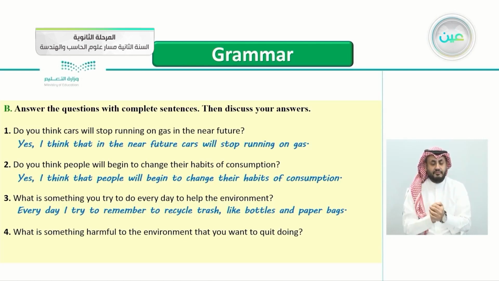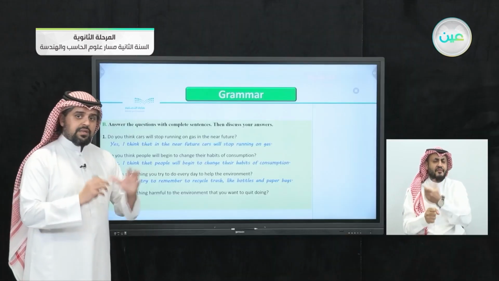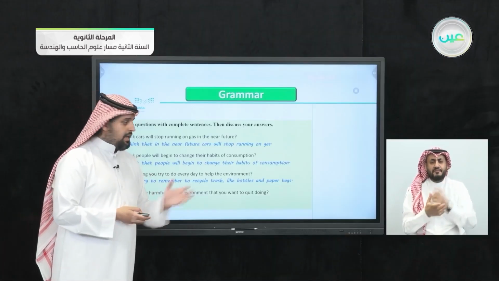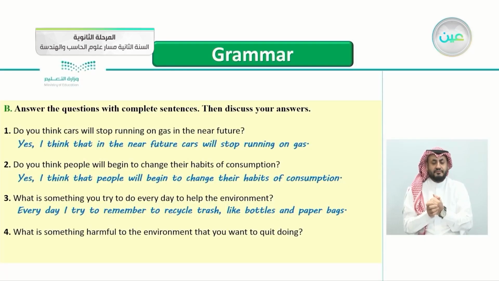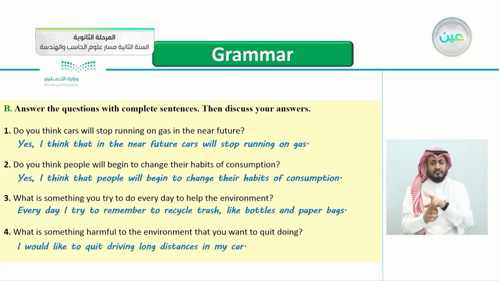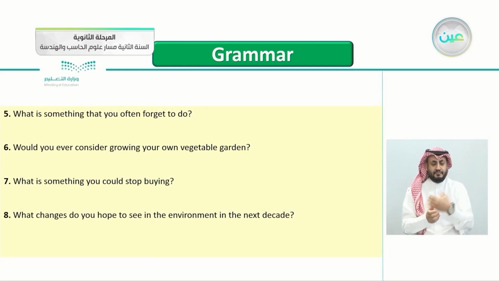Number 4, what is something harmful to the environment that you want to quit doing? That you want to quit doing, something that is harmful to the environment, and quit with the gerund here, doing. For example, I would like to quit driving long distances in my car that are unnecessary, of course, to quit driving long distances.